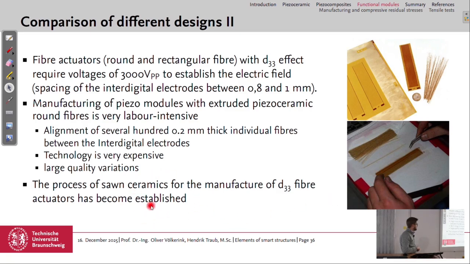So therefore the process of sawn ceramics has become established, in which you cut just the planar foils, have them still connected, and then integrate them.